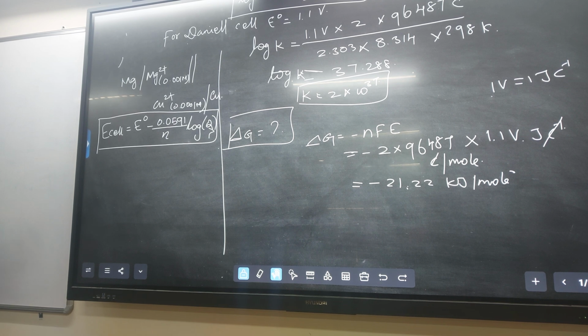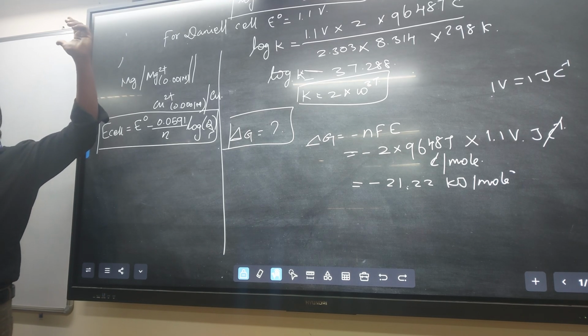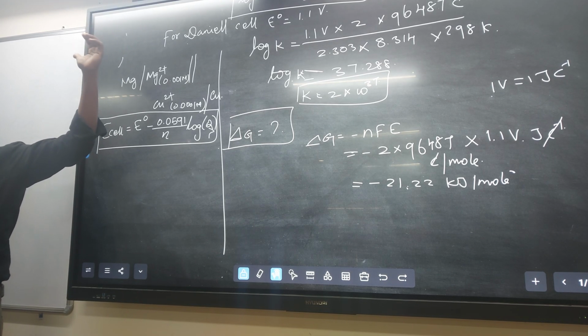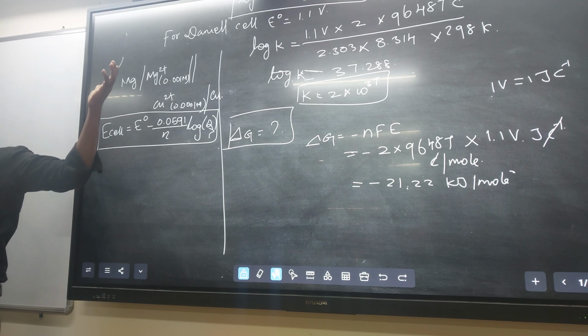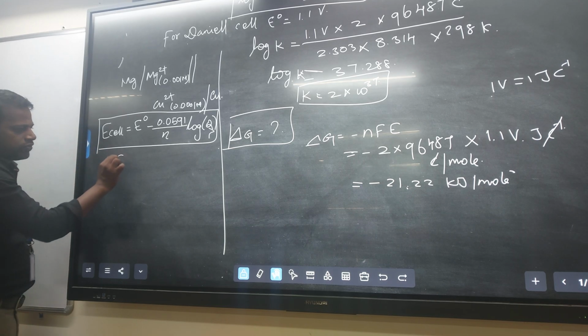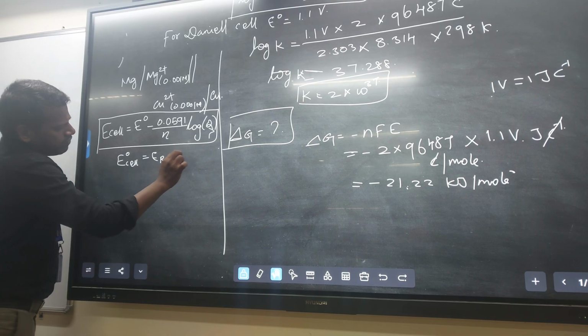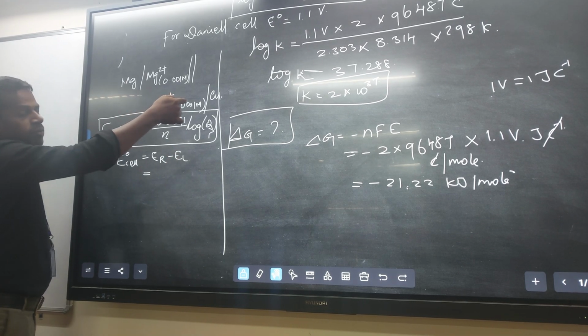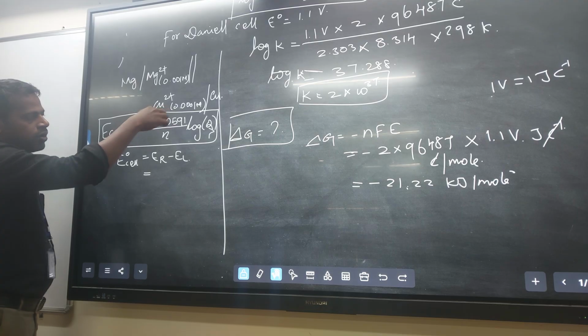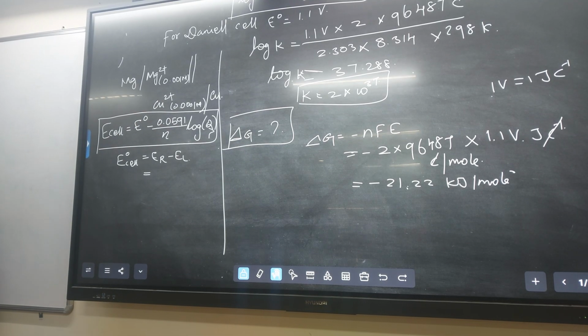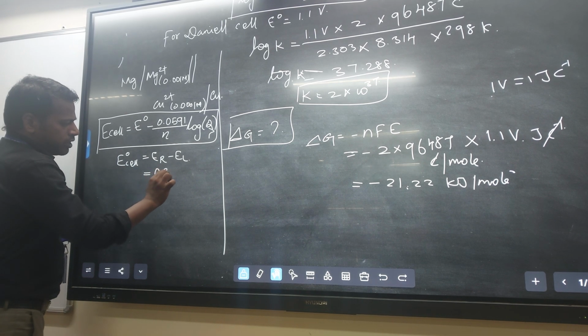E naught cell is E right minus E left. This is the cell representation. You know in the cell representation, the left side is the anode, right side is the cathode. So E naught cell equals E right minus E left. First we have to find E naught cell. So E right, what is it? Copper, right? What is the reduction potential value of copper? Yeah, 0.34 volt.